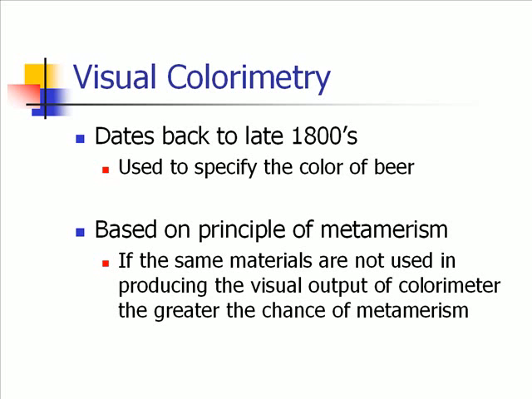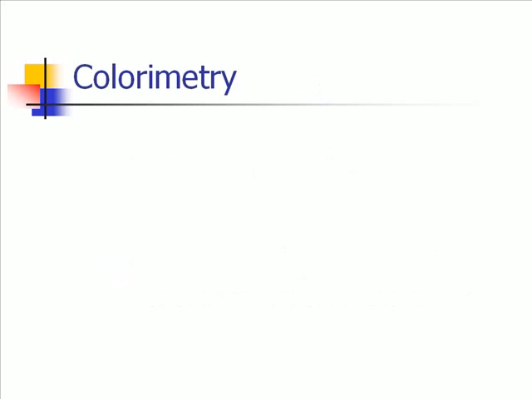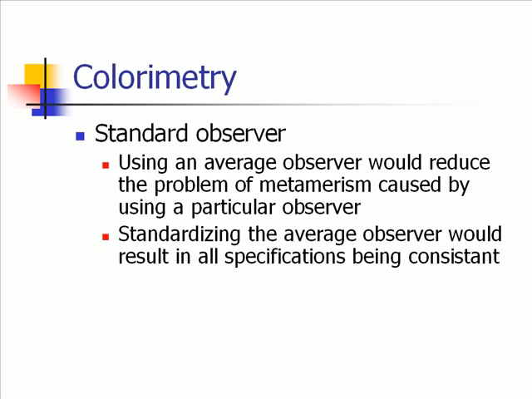We have a concept called the standard observer. Using an average observer would reduce the problem of metamerism caused by using a particular observer. Since everybody is a little bit different, we want to pick a standard person. I suppose you could go out in the population and test people and say, "You're it. You're the standard guy. We're going to base everything on you." Standardizing the average observer would result in all specifications being constant, so that'd be good.